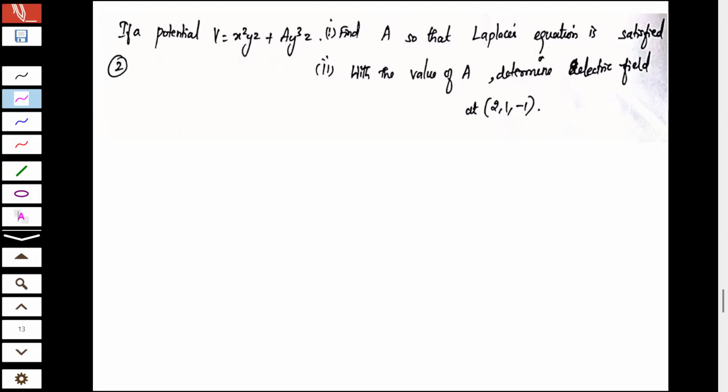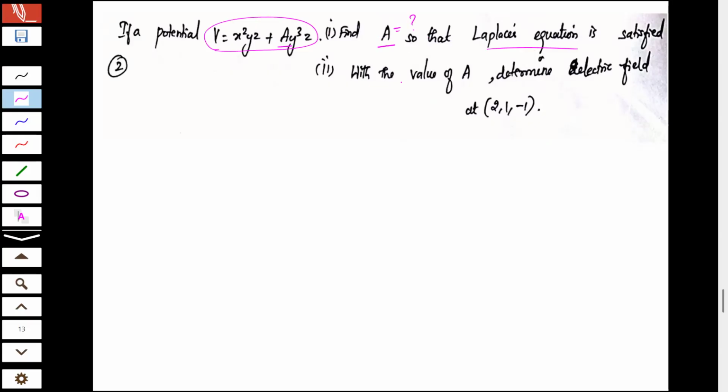Hello everyone. Let us now do another numerical problem based on the Laplace equations. Here it is given the potential function with a constant a. Find this constant a so that Laplace equation is satisfied. Which means first we need to consider this potential function satisfies Laplace equation, and we are going to find what is the value of this constant a.